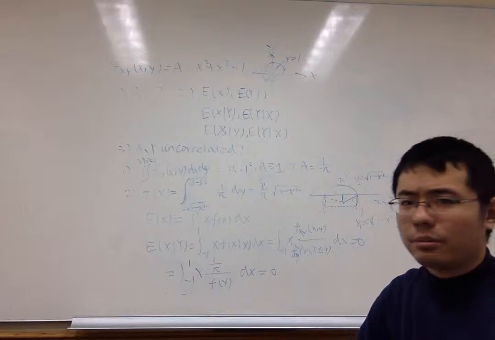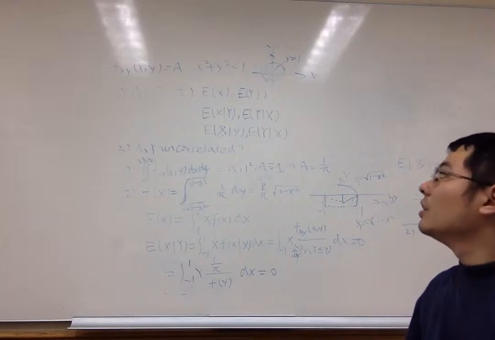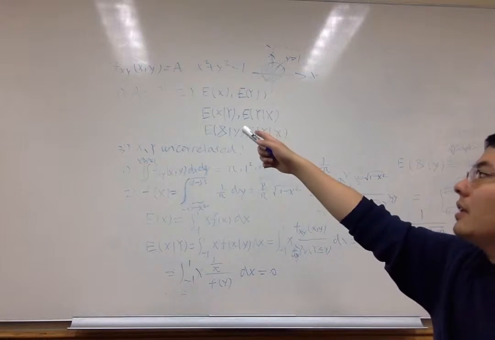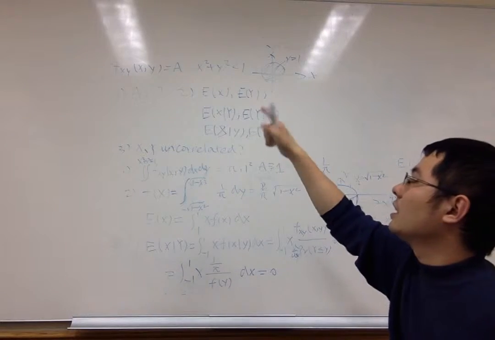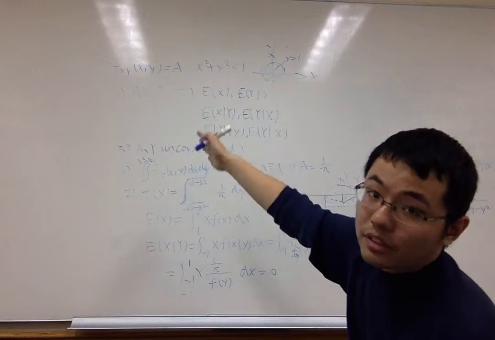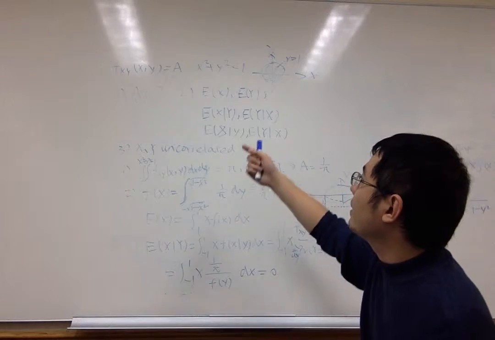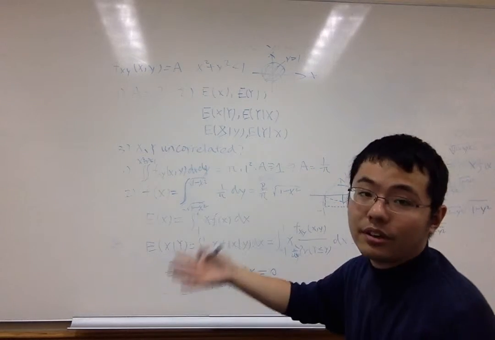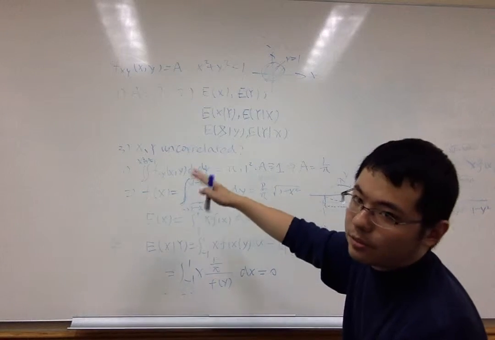So as for the second problem, we're dealing with the joint density function within the circle. The value of this density function is a constant. And as for the first question, we need to find out what the constant is. And it's very easy. We just do the integral, like we have done in the first problem.